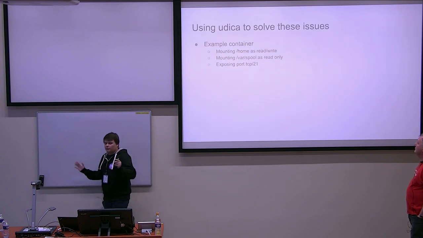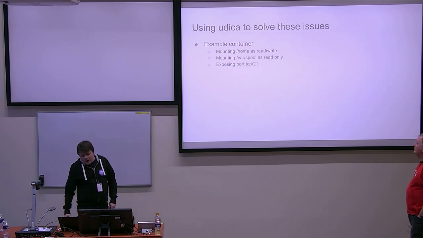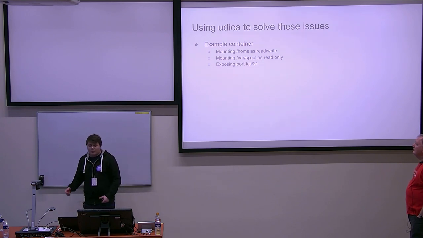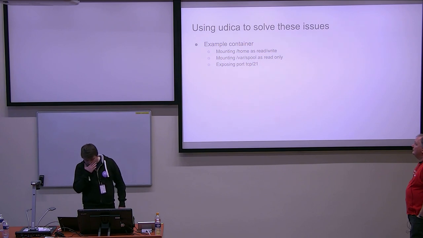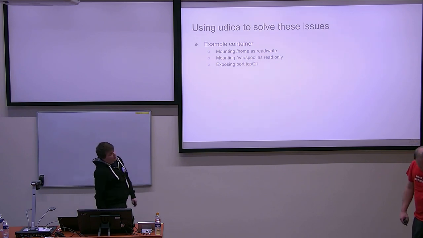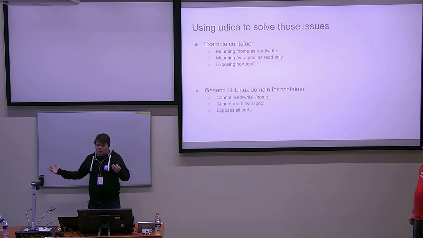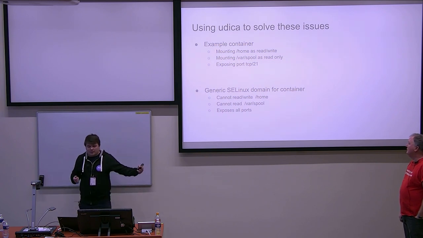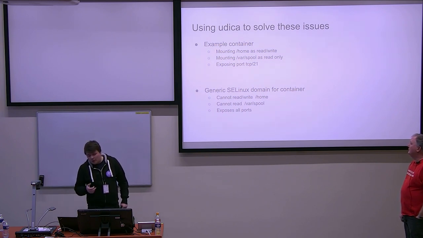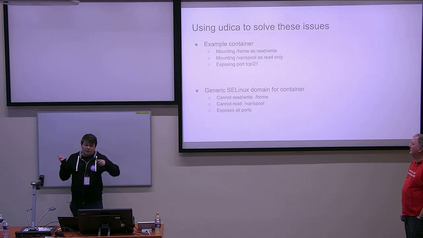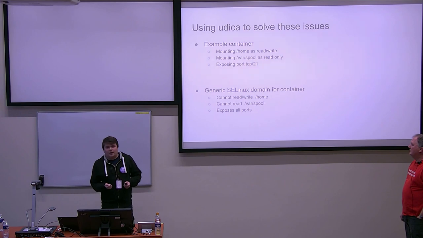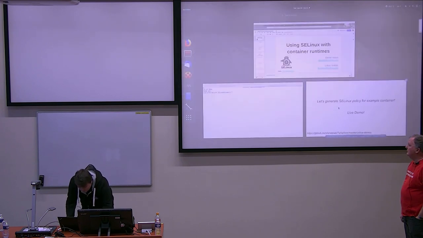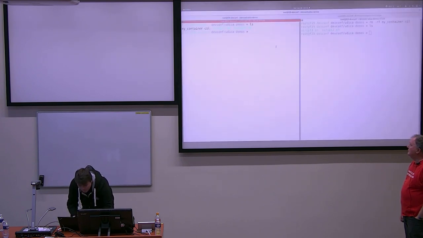So we will have one really easy example. We will have an example container. And this container is mounting /home with read and write permissions, mounting /var/spool for read only, and exposing FTP port TCP 21. So the general SELinux policy container_t cannot write or read /home, and also cannot read /var/spool. On the other hand, container_t can expose all the ports. So let's generate an SELinux policy for this container.